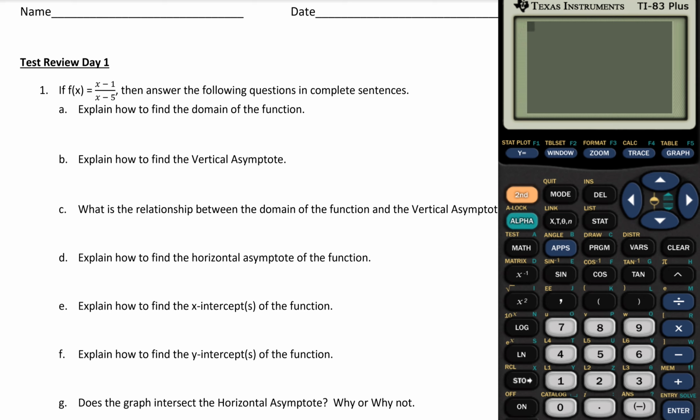Well, the domain, I have to take, I have to exclude, whenever I go to write my domain, I have to exclude the values that make the denominator equal to 0.